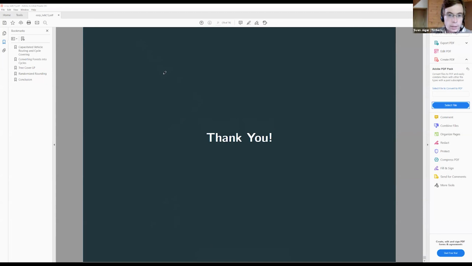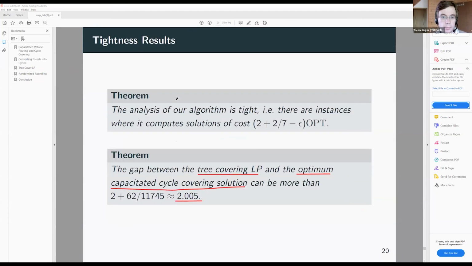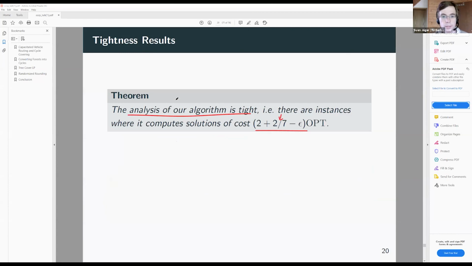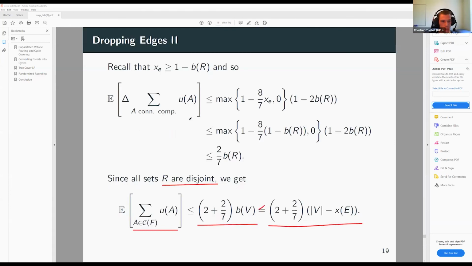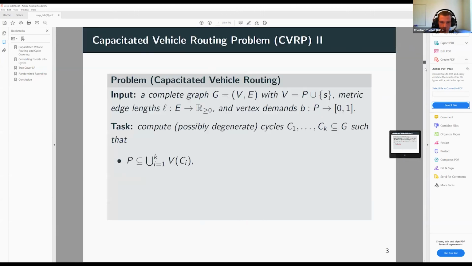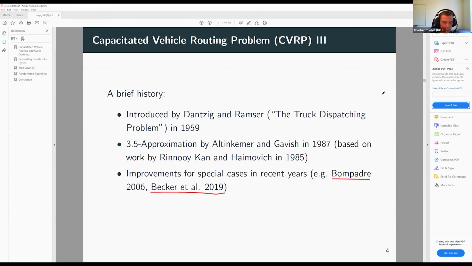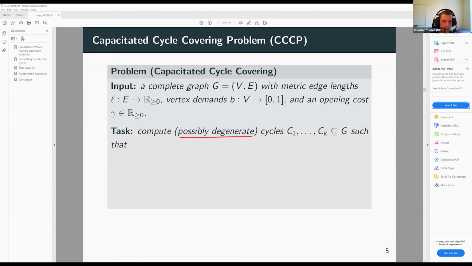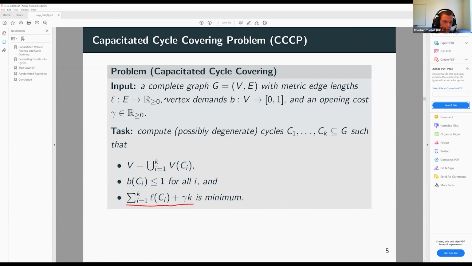Yeah, my question is if you know anything about the problem when you are allowed to cover a node by multiple cycles partially. So, for example, if you have 3 nodes with demand 2/3. For the vehicle routing problem, this does actually help. So I said there's this 3.5 approximation. I think you can reduce this to 2.5 if you're allowed to do this. For the cycle covering problem, we don't know if this helps in this setting. So this is also an interesting question.